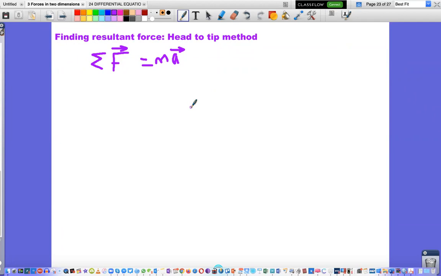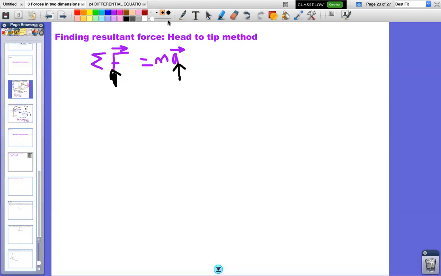So to find the direction of acceleration, all we need to do is find the direction of the resultant force. If we can get the direction of the resultant force, then we know that is the same as the direction of the acceleration. And there are two methods we will use to find the direction of the resultant force.